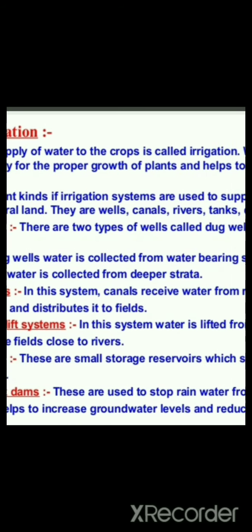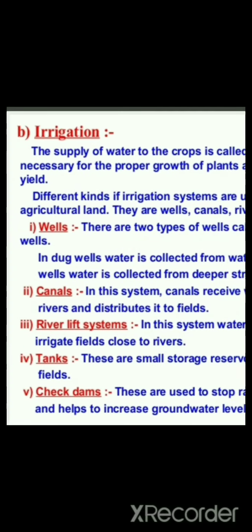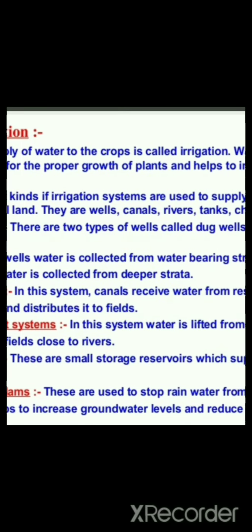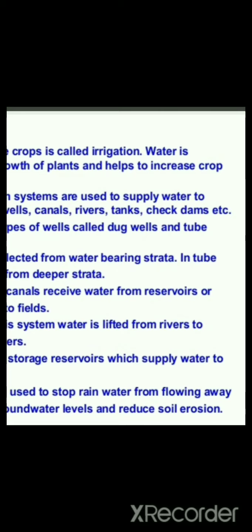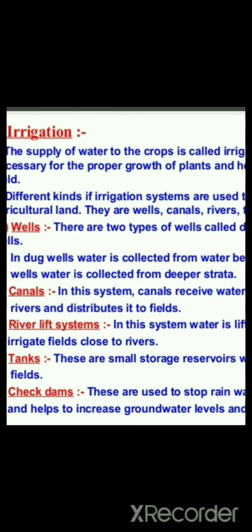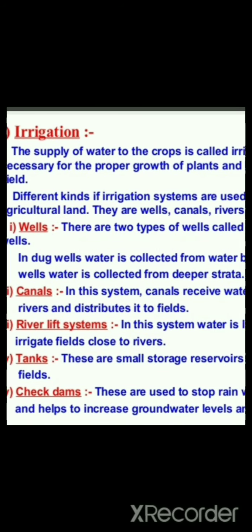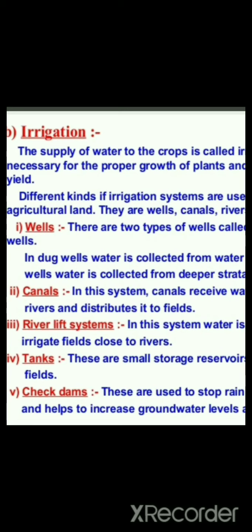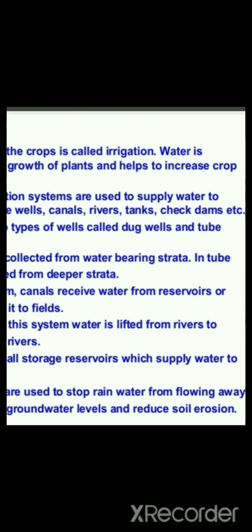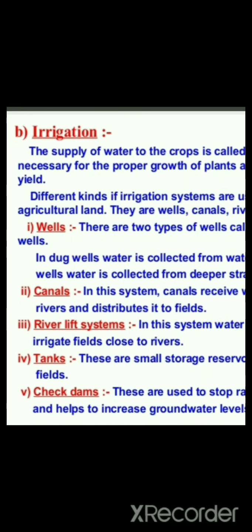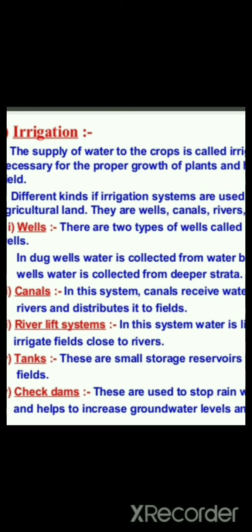There are two types of wells called dug well and tube well. Dug well is collected from water bearing strata. In tube well, water is collected from deeper strata. Okay. Canal. In this system, canals receive the water from reservoirs or rivers and distribute it to the field. So we store the water in canal and then distribute it to field.